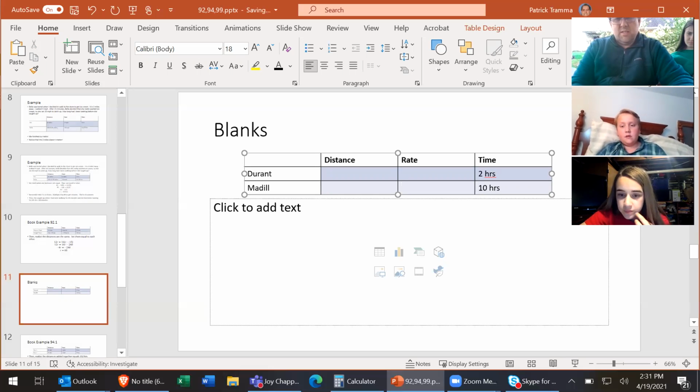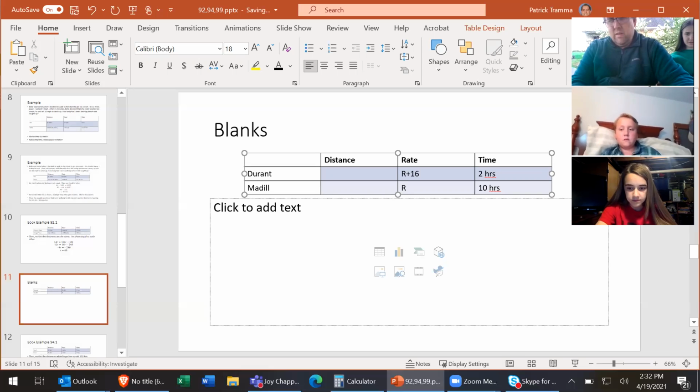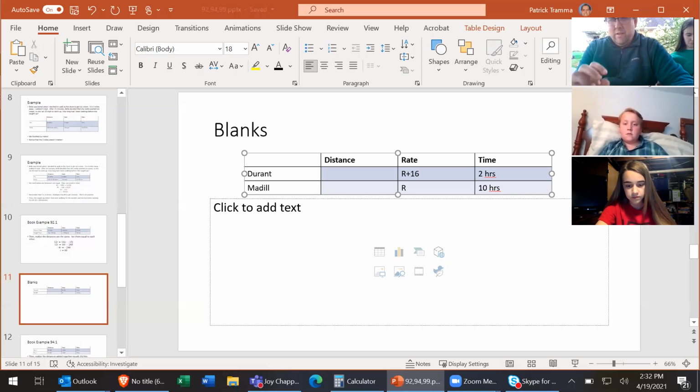So let's let R be Maddill's rate. What's Durant's rate? 16 miles per hour faster than R. Right. So R plus 16. That makes sense? Yep. Then how do we get distances, Mark? Multiply the rate times the time. Distance equals rate times time.